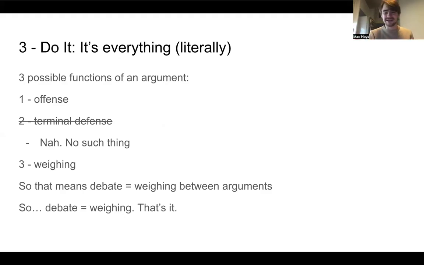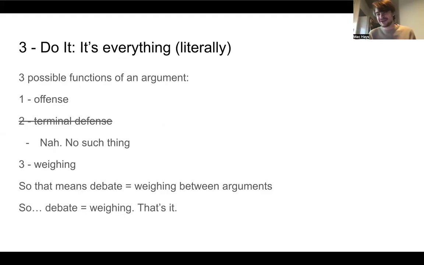Even if you have like 10 pieces of conceded terminal defense, it's not really terminal. Like, okay, there's still a chance it could happen. There's still a chance that your defense is incorrect. We should doubt all of these things, but that also means we should doubt the defense to some extent. And so there's not really any such thing as terminal defense.